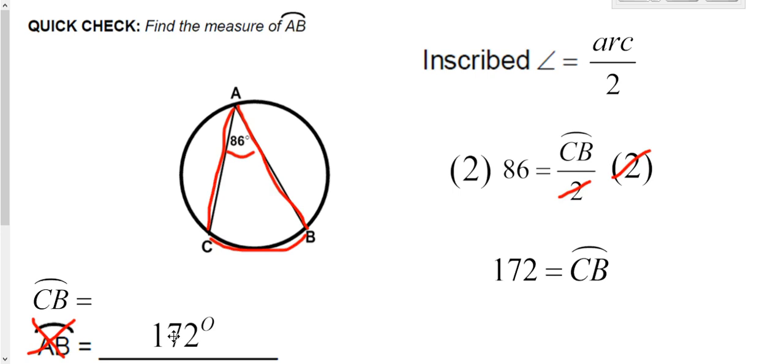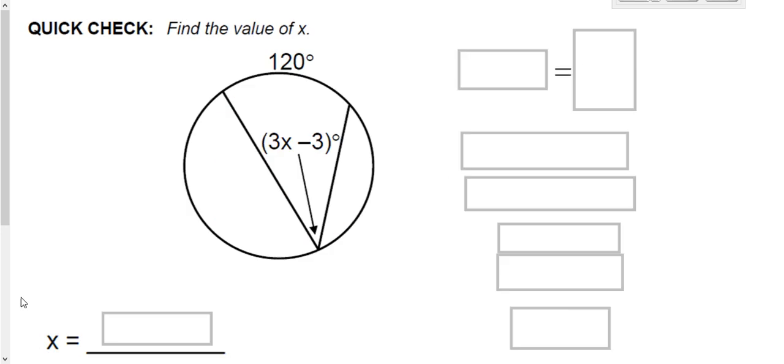Again, you can double check. The angle should be half of that, divided by 2. Yeah, 86. Not too bad. Pretty easy lesson. We'll get some tougher stuff in a minute. So here we'll have a little algebra in it.